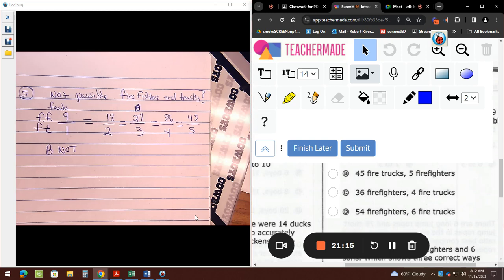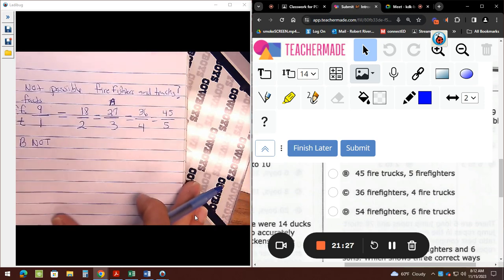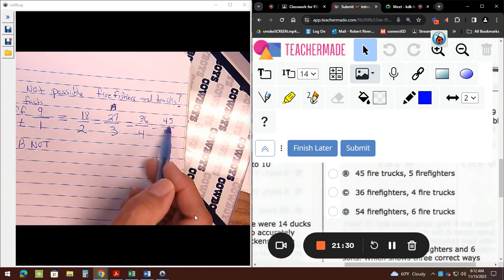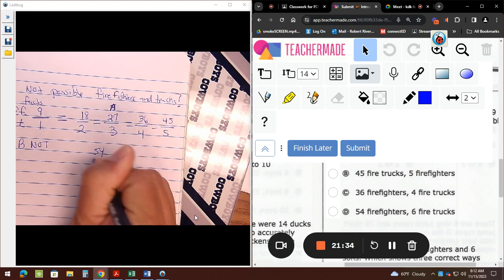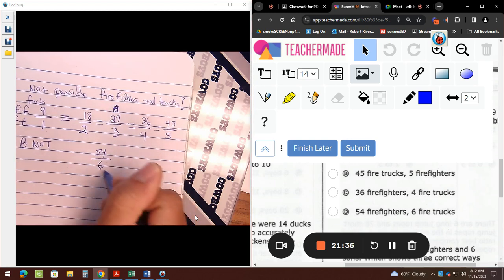The next one, 54 to 6. Did we get to that one? No, but can we get to that one? Which one would be next? Let's do it to make sure. We can't say just yes. Let's check. After 45.5, 9 times 6 would be 54, and 1 times 6 would be 6. So this is possible.